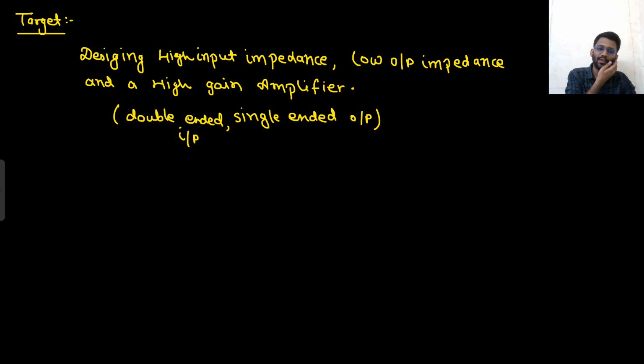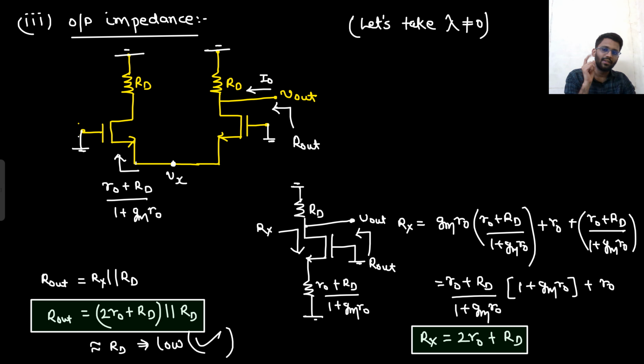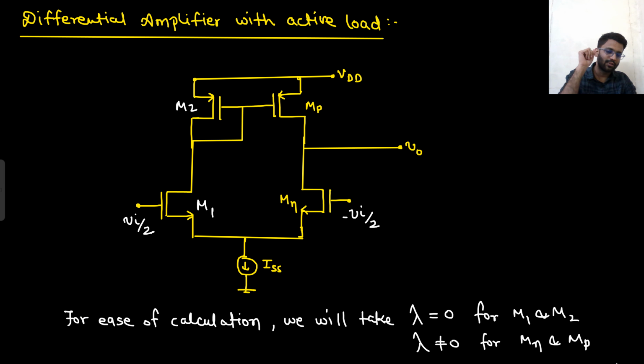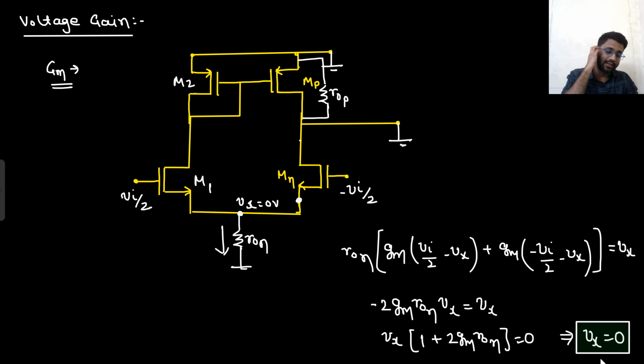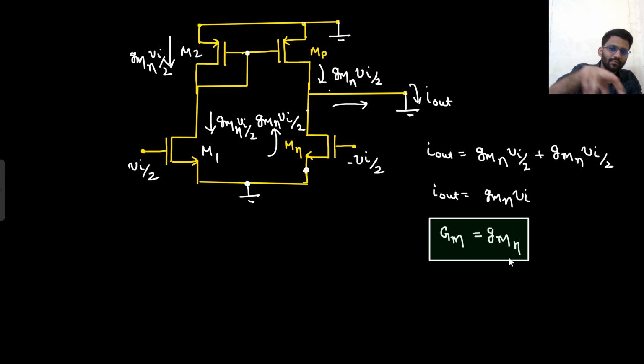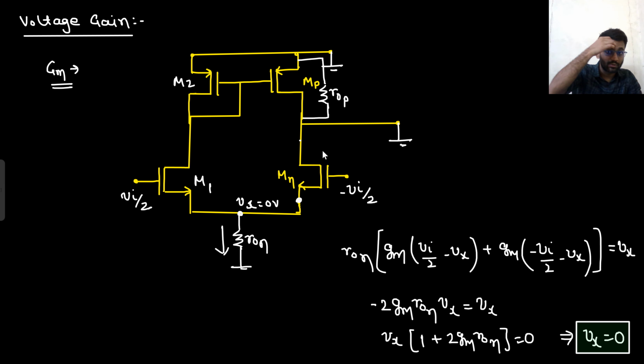Then I got to know that whatever I have studied is not enough. From then I got to know about this topology, the differential amplifier with current mirror load. For that I saw something interesting: here Vx was coming out to be 0, so my Gm was Gmn, and from the upward direction Gmn Vin by 2, and from the other direction also Gmn Vin by 2 was coming. So total Gm was Gmn only.